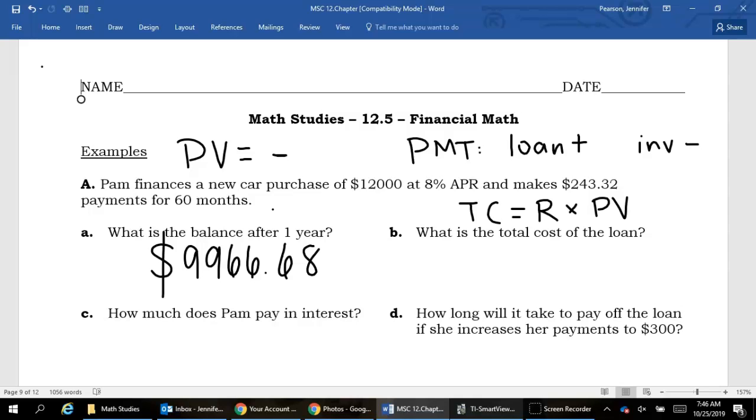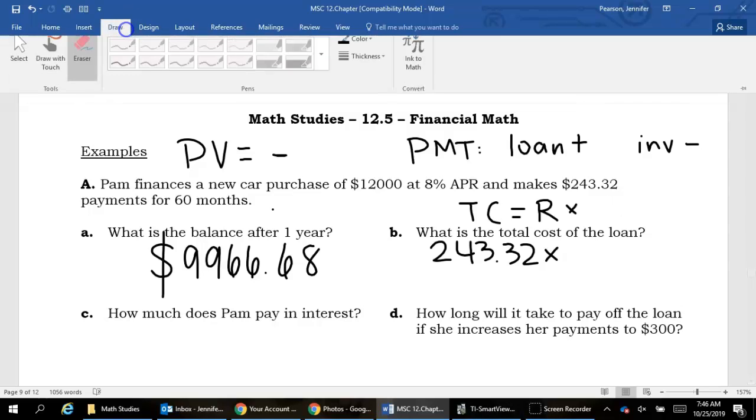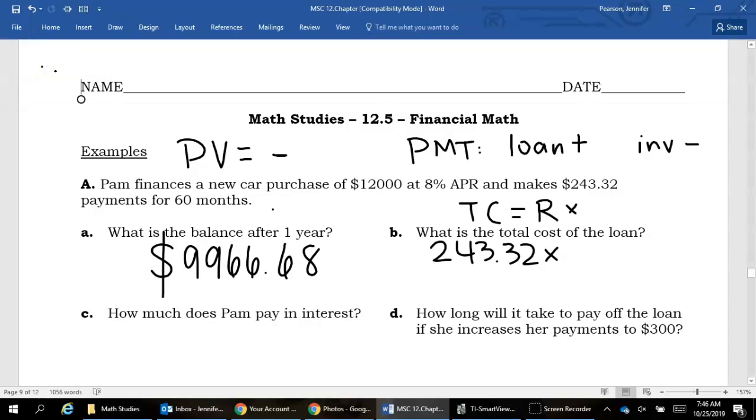So our payments is $243.32 times, that's wrong. Should be repayments times the number of payments. So in this case, we are making 60 payments that each cost $243.32. So 24332 times 60 is what we want.